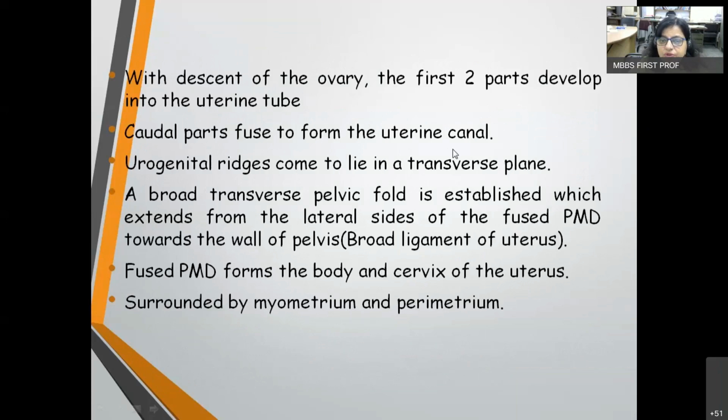Caudal parts fuse to form the uterine canal, and a broad transverse pelvic fold is established, which extends from the lateral sides of the fused paramesonephric duct towards the wall of the pelvis. And it is surrounded by myometrium and perimetrium. So, uterus is basically having an epithelial part, and this epithelium is developing from the endoderm, whereas the myometrium is developing from the mesoderm.